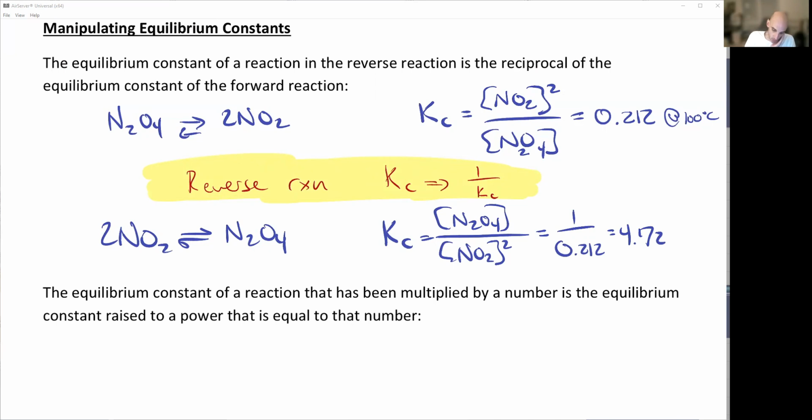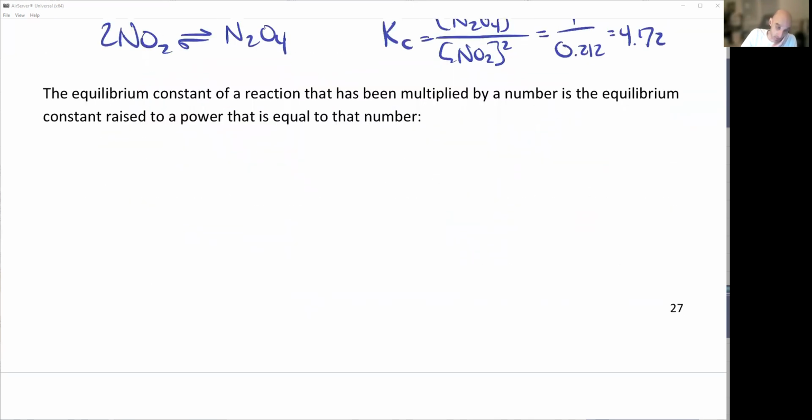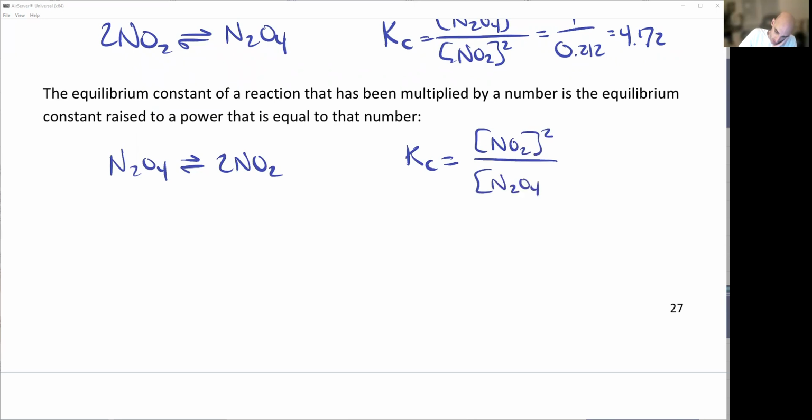All right, good. The other manipulation that you can have is, again, if I start with N2O4 in equilibrium with 2NO2. Again, these are gases, but we're using concentration, it doesn't matter. Kc is equal to concentration of NO2 squared, products, over concentration of N2O4, reactants, so it equals 0.212 at 100 degrees Celsius. So now the question is, what happens when I multiply by some value, let's say n. In this case, I'm just going to multiply by 2. So 2 is equal to n for me.